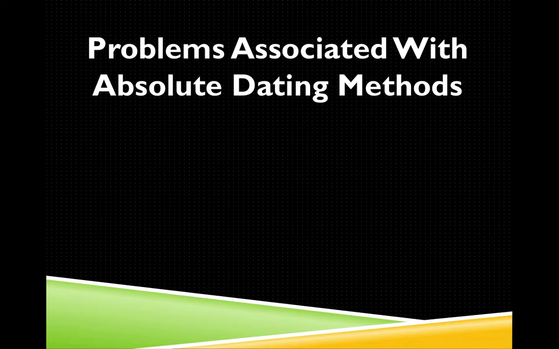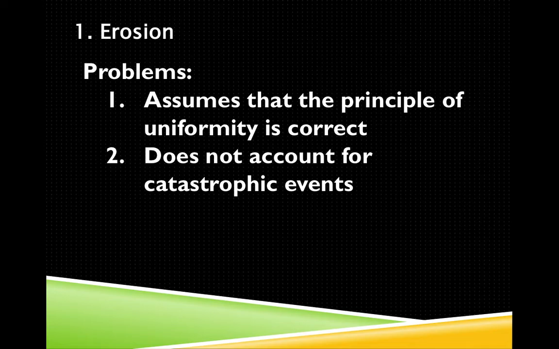So let's start out with the first one that we talked about, and that was erosion. And remember, erosion is just the wearing away of rock, usually by water, but it can also be by wind, chemical weathering, other things like that. The idea behind it was if we know the rate at which erosion has taken place, and we know how much erosion has occurred, then we can figure out how old the rock is.